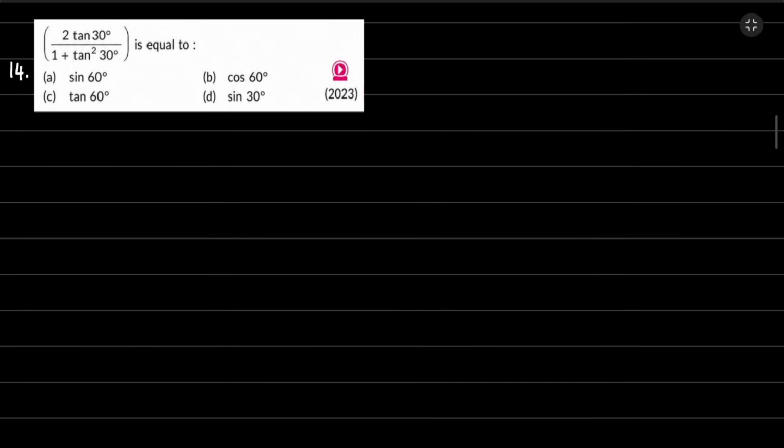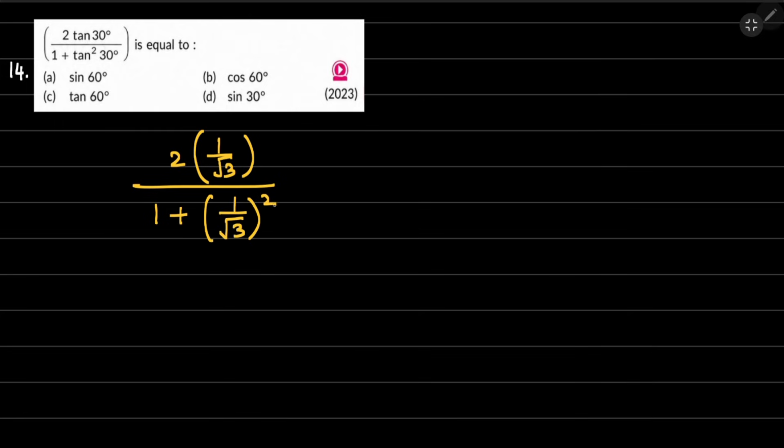14th question. 2 tan 30 divided by 1 plus tan square 30 degree is equal to. Let's solve, we just have to substitute. So what is tan 30? It is 1 by root 3. So 2 into 1 by root 3 divided by 1 plus tan square 30, so it is 1 by root 3 the whole square. Let's solve it. This is nothing but 2 by root 3 divided by 1 plus 1 by 3.